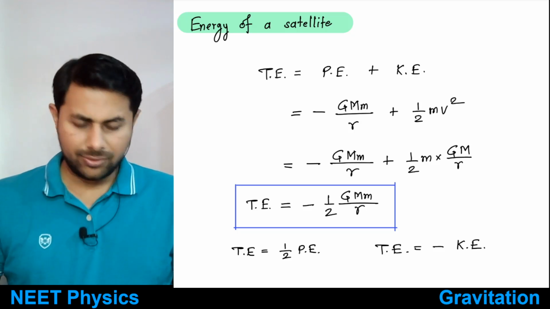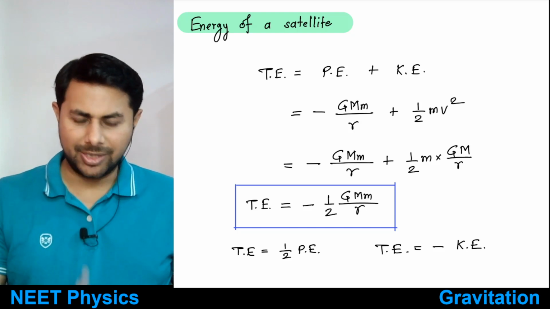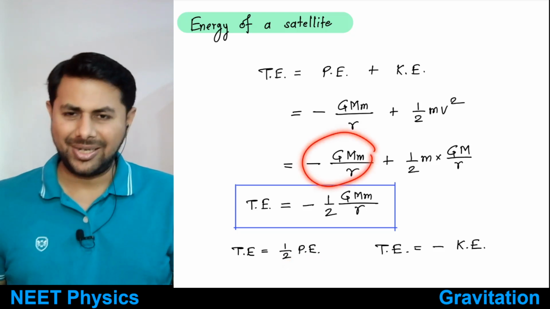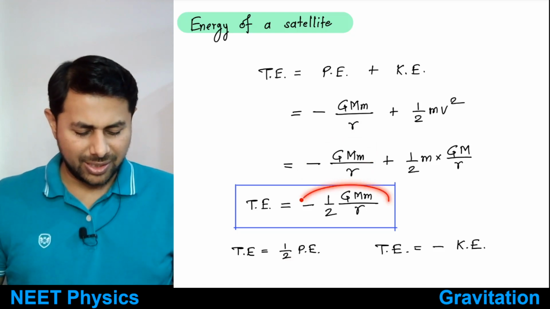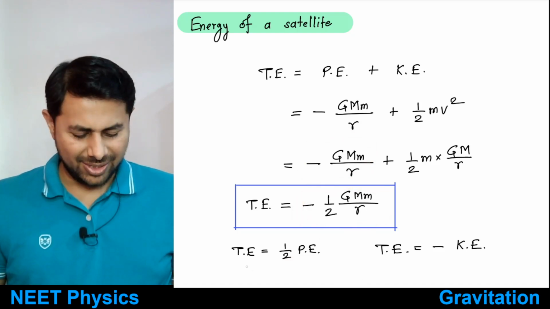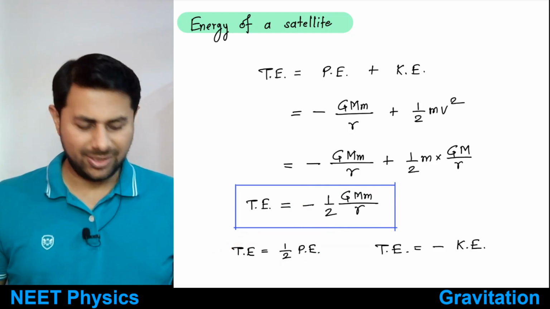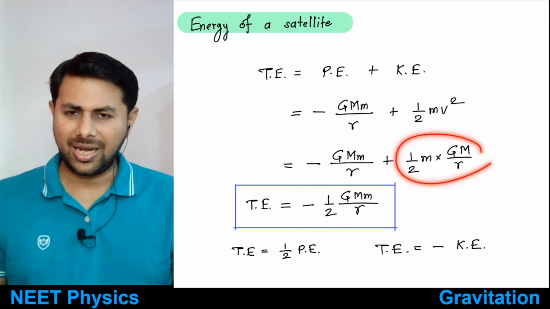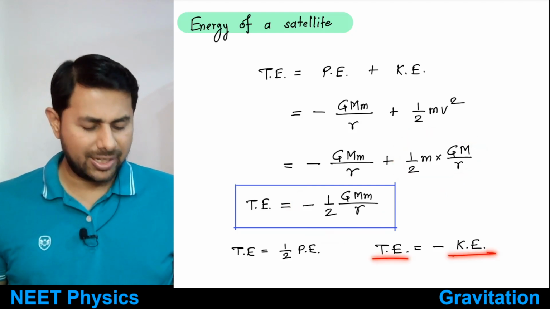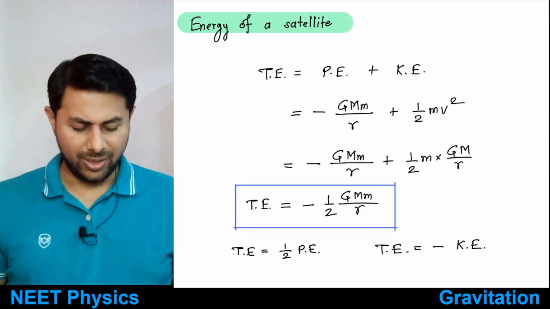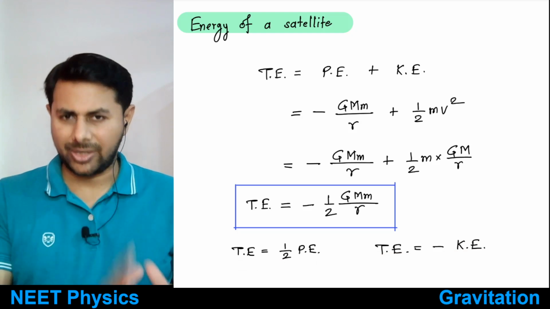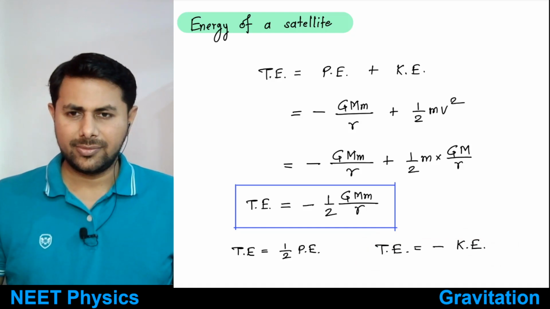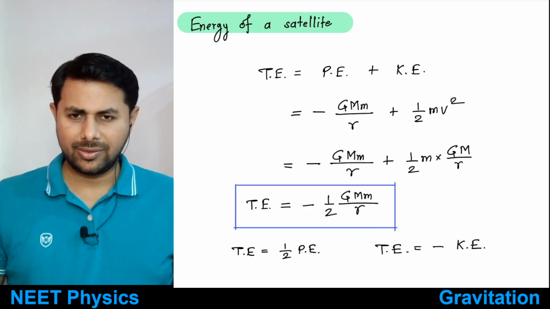Right. And now here is an important point, because there were direct questions based on this. Total energy is just half of the potential energy, because potential energy is minus GMm divided by r, and total energy is minus half of GMm divided by r. Kinetic energy is plus half GMm upon r. So total energy is the negative of kinetic energy. Okay, so total energy is half of potential energy and total energy is the negative of kinetic energy, right? This is clear to everyone?